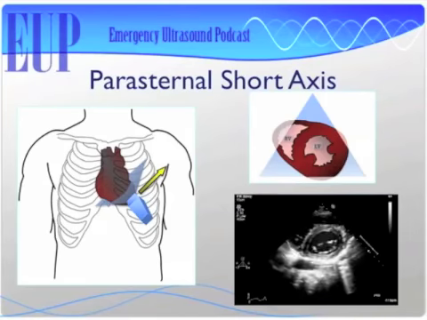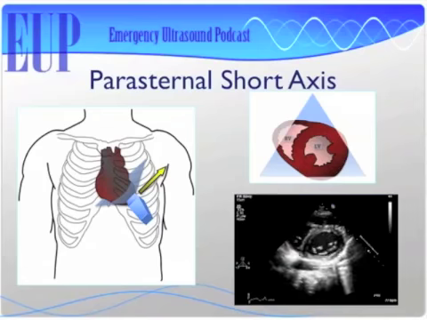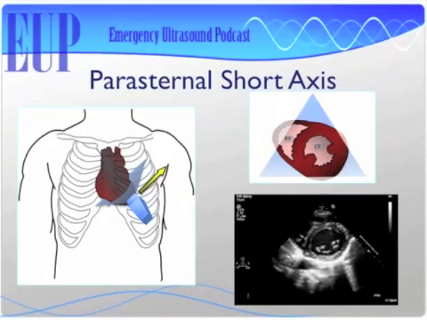So the parasternal short axis starts off with the probe in the third to fourth intercostal space, just to the left of the sternum, with the probe marker pointed towards the patient's left shoulder, and you are getting a short axis of the heart. Every other view that we get is a long axis of the heart.